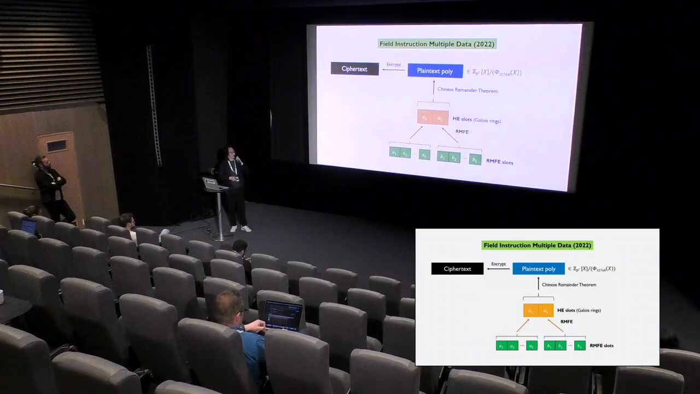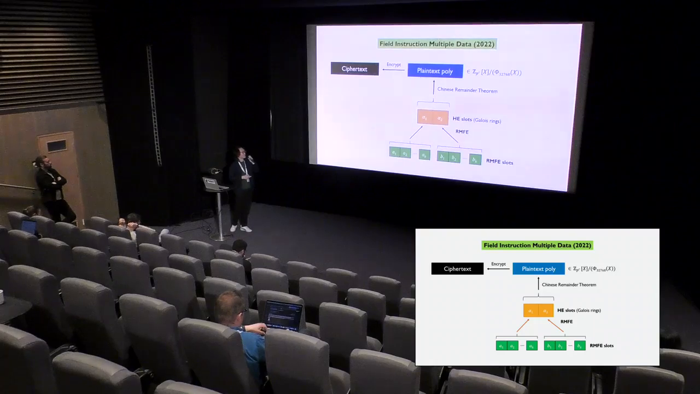This current work is built on top of a previous work in 2022 called Field Instruction Multiple Data. Ordinarily in BGV and BFV, you have a data vector over Galois rings. Each of the components are just called the HE slots. This data vector is packed into a plaintext polynomial using the Chinese remainder theorem, and the plaintext polynomial lives in a ring like this. This plaintext is then encrypted into the ciphertext that we then do encrypted computations on.